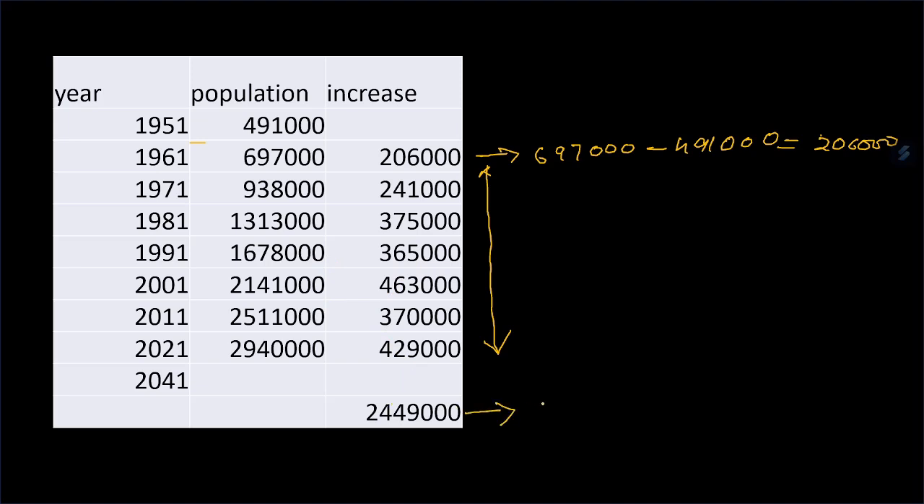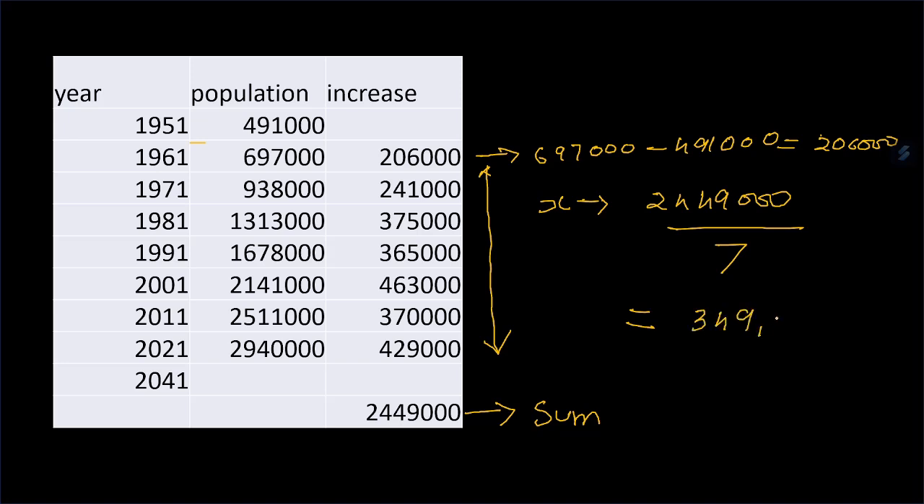So this is nothing but the sum of the increase in the population. And in order to find out the X, which is the arithmetic average of the increase in population for the known number of decades, X is nothing but 34,49,000 upon 7. So 7 is the known number of decades, which comes out to be around 3 lakh 49,857.